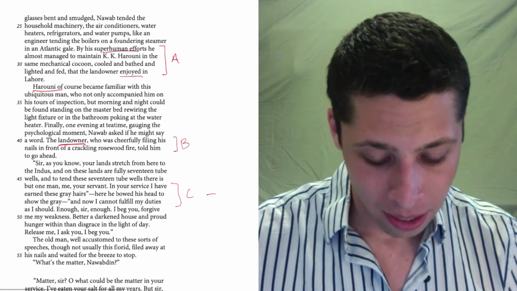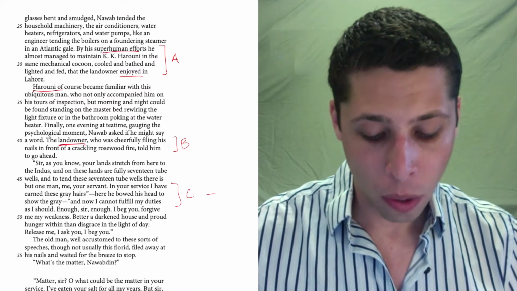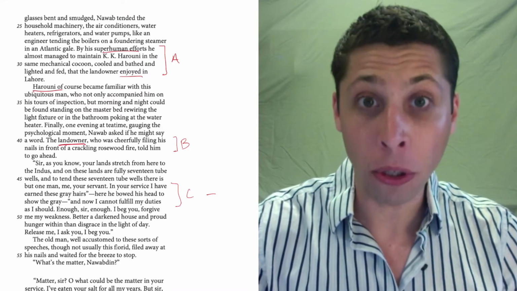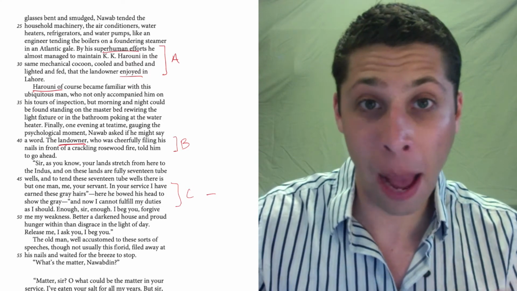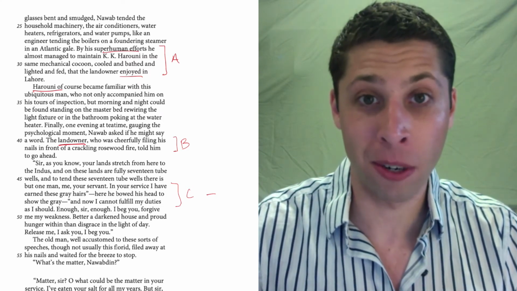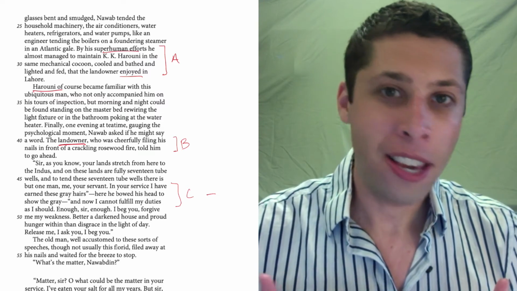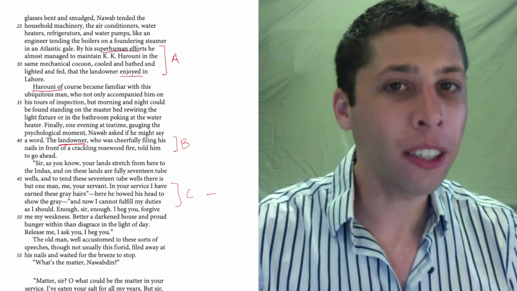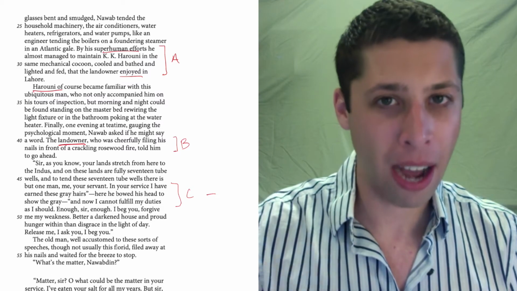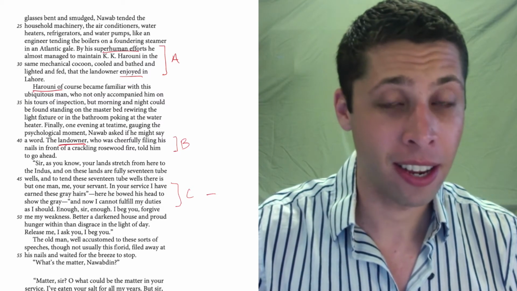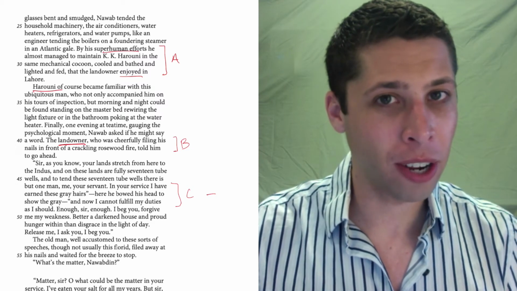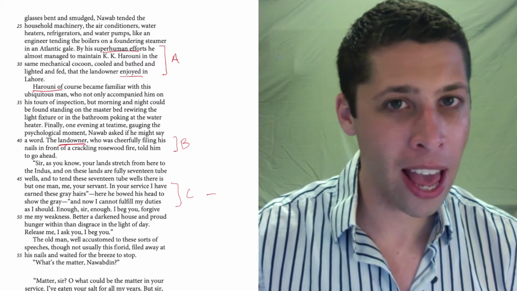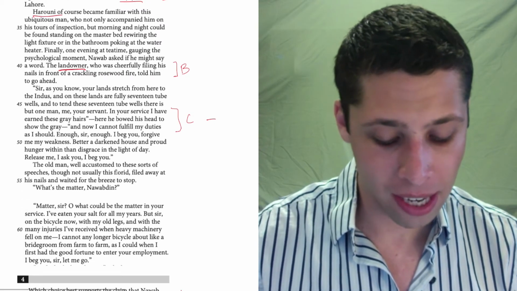Compare that to line reference A, where it says he has superhuman effort. That's a good thing. It says that Haruni is happy. He's enjoying what Nawab is doing for him. So here it is much more clearly saying that Nawab has accomplished whatever his task is and is good at his job. Put those two things in contrast. Really understand why A is evidence and C is not.